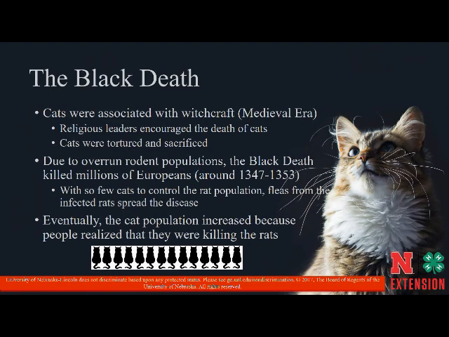So due to the overrun of the rodent populations, we got what was called the Black Death, and lots of people were dying in Europe around 1347 to 1353 because the rats had fleas, and the fleas were spreading the Black Death. And they were able to do that because the cats were not killing the rats because the cats were being killed and were not doing the job they first were brought for.